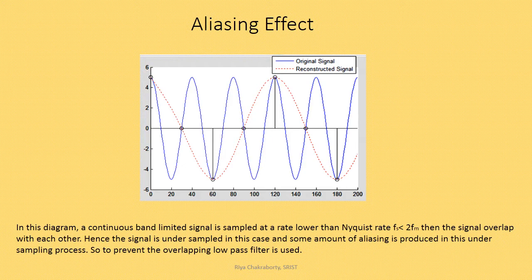So, to prevent the overlapping, a low pass filter is used because it prevents all the frequencies which are above fm Hertz. So the LPF is called a pre-alias filter because it is used to prevent the aliasing effect. I believe that this is clear to all.